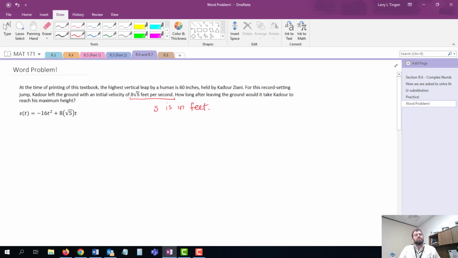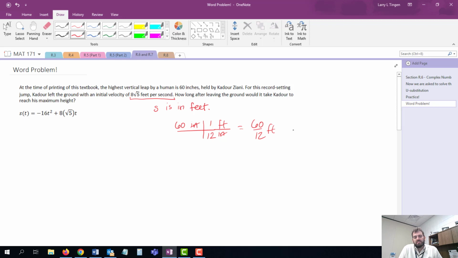The maximum height that Kadour reaches is 60 inches, so we do have to do a quick little conversion here. 60 inches. I want inches to go away. I want feet to end up. Do you have to do this? No, you don't. But it's always helpful to see the math when it's working. This is dimensional analysis. We're just getting rid of the inches. And 60 times 1 is 60 over 12.